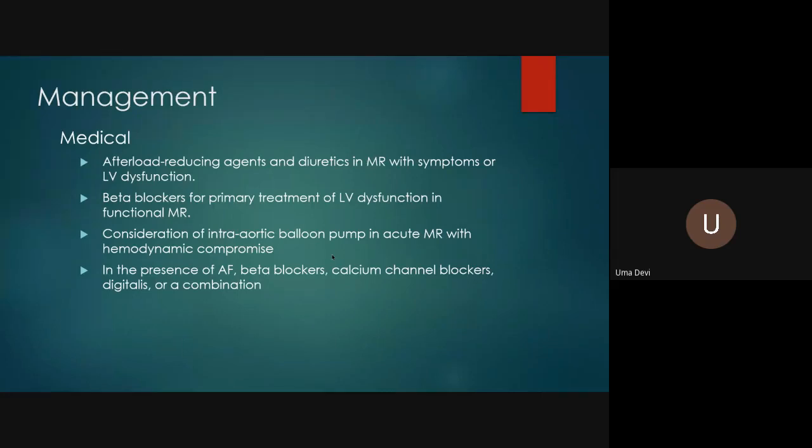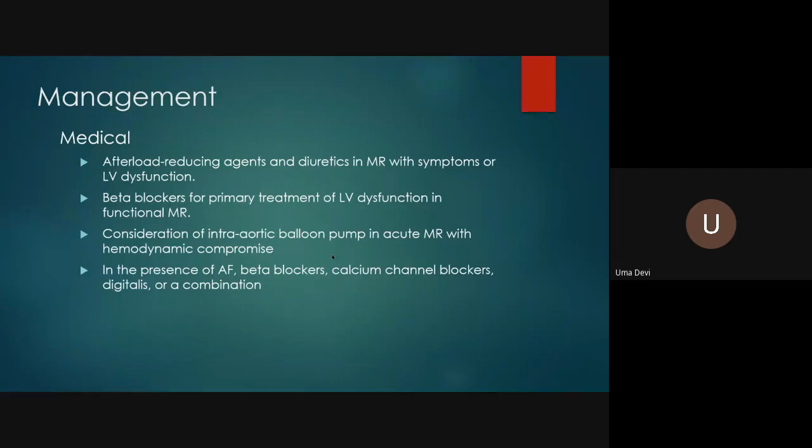Beta blocker is used if ischemic heart disease is the cause of your MR. And in acute MR, if there is hemodynamic compromise, it has a very grave prognosis, so we go for an intra-aortic balloon pump to increase the blood pressure. Now, when there is atrial fibrillation: beta blocker, calcium channel blocker, digoxin, or a combination of these.